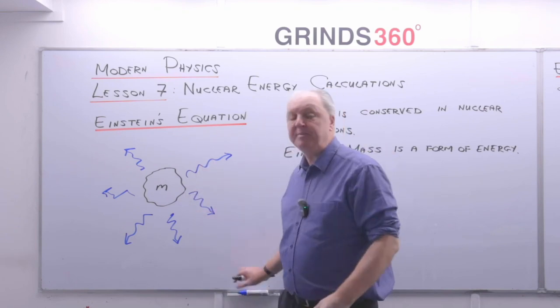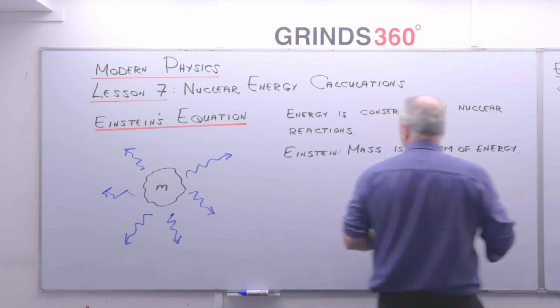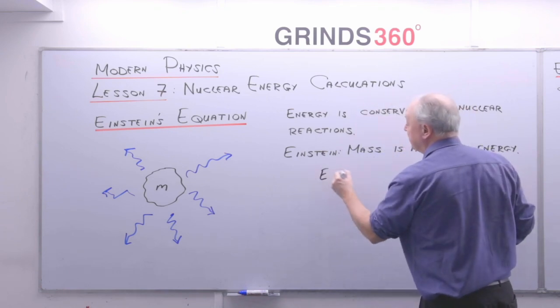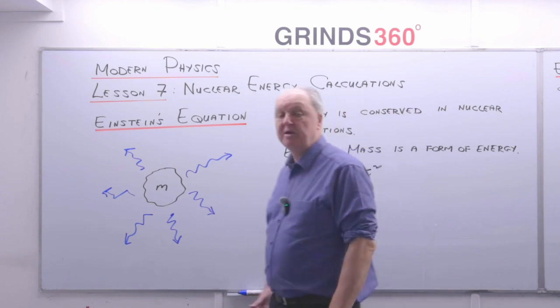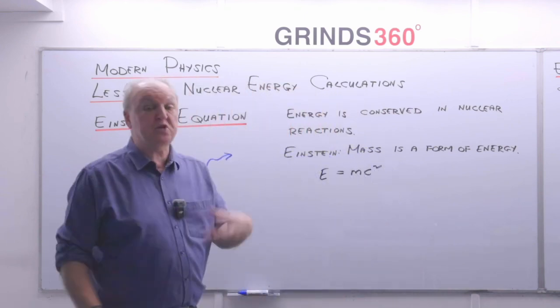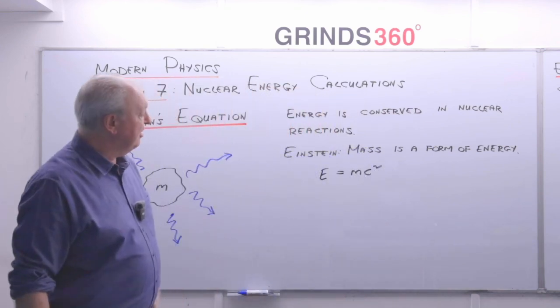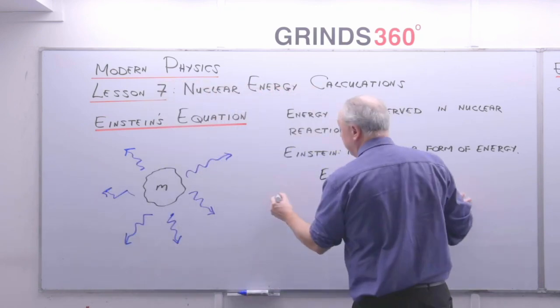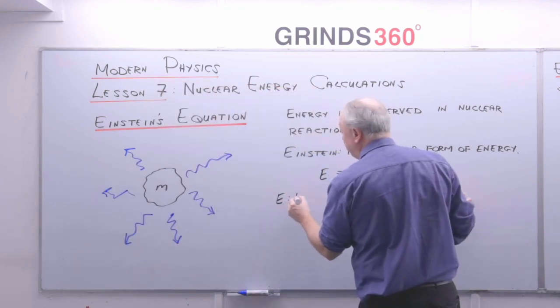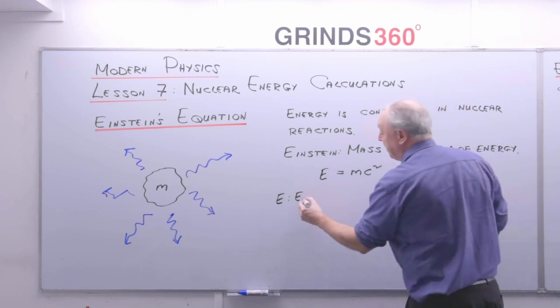He came up with his famous equation. His famous equation was E equals mc squared. It looks like a beautifully simple equation, but it's actually very complex. We're just going to learn how to use it. So E is equal to mc squared. What does E stand for? E stands for the energy that is going to be produced when you vaporize that mass.